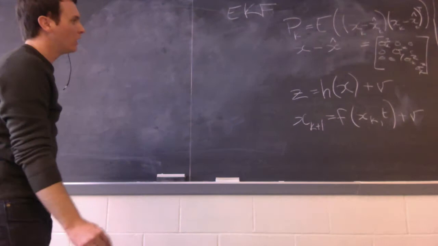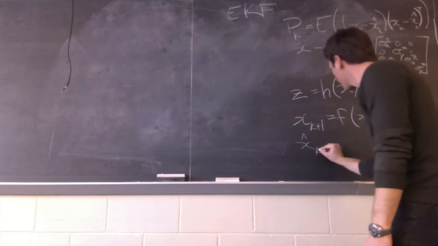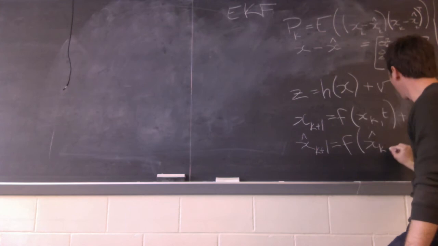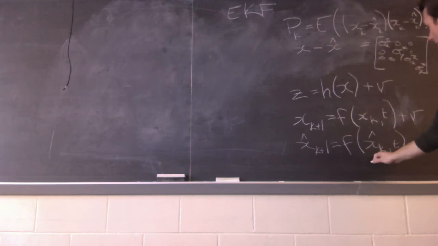So let's start by just going to our equation here. If this is our equation for the truth, then our estimate is just that, meaning we don't assume there's any noise. We assume the expected value of the noise is zero. Rather, we assume there's noise. We just assume that we don't know which direction it's in, and most likely it's zero. So that's how we're going to update our state.